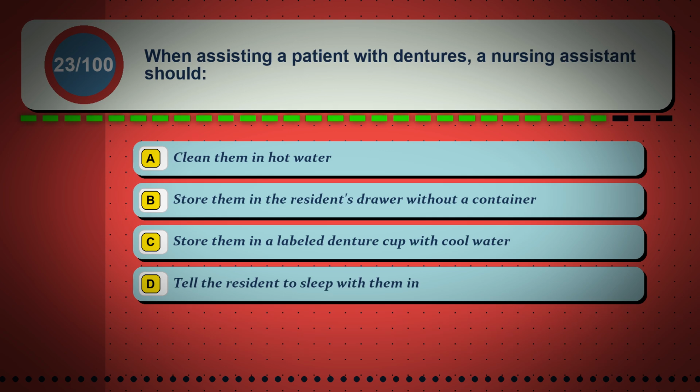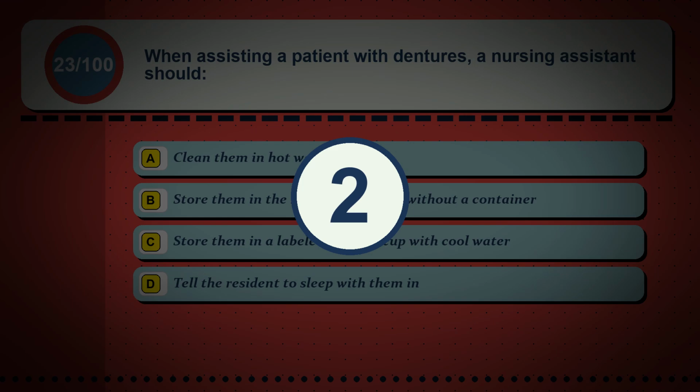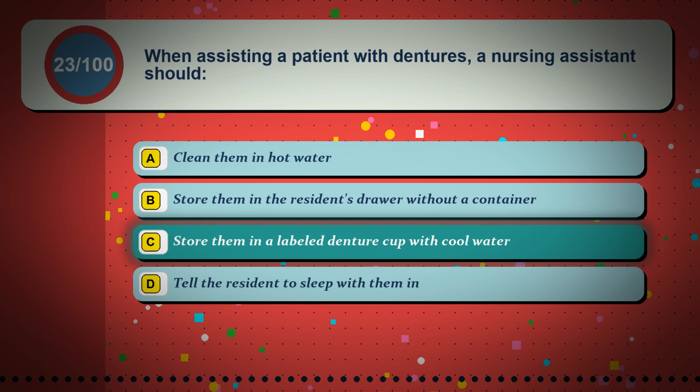Question 23. When assisting a patient with dentures, a nursing assistant should: Option A, clean them in hot water. Option B, store them in the resident's drawer without a container. Option C, store them in a labeled denture cup with cool water. Option D, tell the resident to sleep with them in. The correct answer is option C, store them in a labeled denture cup with cool water.